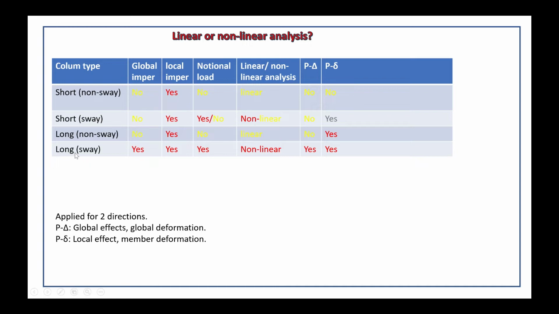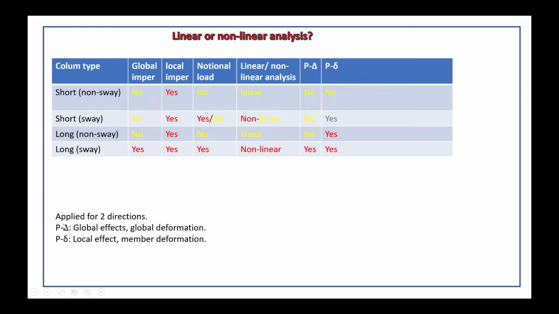For the long and square, you must include it all. You must include the global imperfection, local imperfection, and apply notional load. Okay, for the global imperfection or local imperfection, you have to apply the notional load. And for analysis type, for accuracy, we must run non-linear analysis. And the column we analyze includes the big P-delta and small P-delta in the software. You can include the option, or in design do it manually. You can also include it in your structure for the long column.